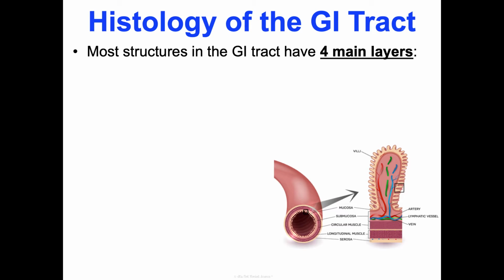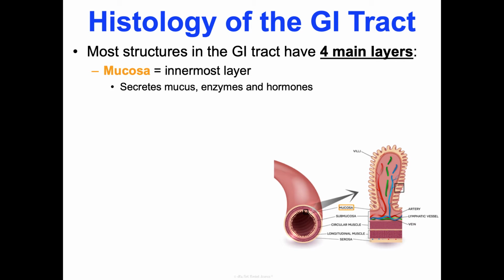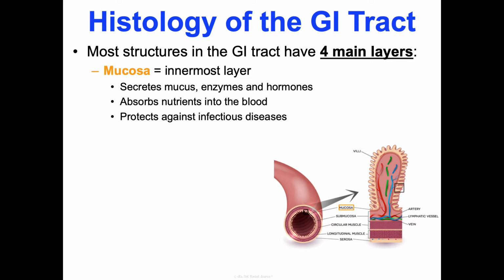So these are the actual layers of the organs. And if you remember, from your text, or from when we did an intro to histology, you have the peritoneum, which is a serous membrane. Those are serous membranes lining your abdominopelvic cavity, so we're not talking about that. We're talking about the actual organs within your abdominopelvic cavity, and the layers of those tissues. So the innermost layer is the mucosa, and it secretes mucus, enzymes, and hormones. And it also absorbs nutrients into the blood and protects against infectious diseases.